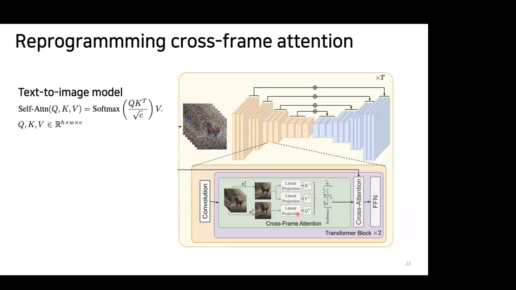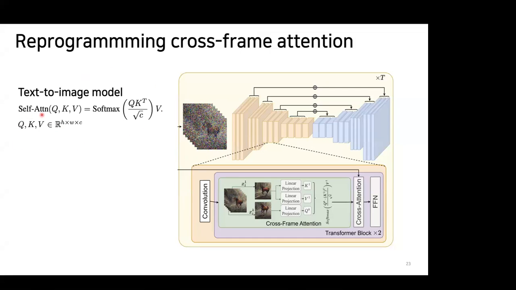So what they do is they propose this cross-frame attention, where they modify the self-attention part in the UNet architecture. Basically, Stable Diffusion has a UNet architecture, and this is a modified version of UNet. Each block has convolution layers, and also there's self-attention, and there's cross-attention to give some knowledge about the text. And there's this self-attention in the text-to-image model.